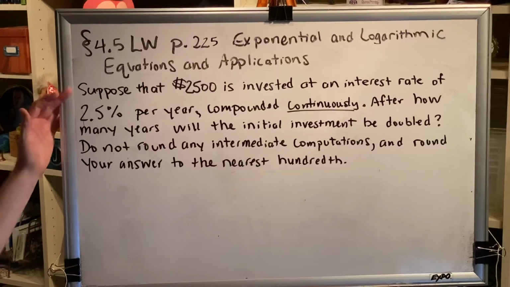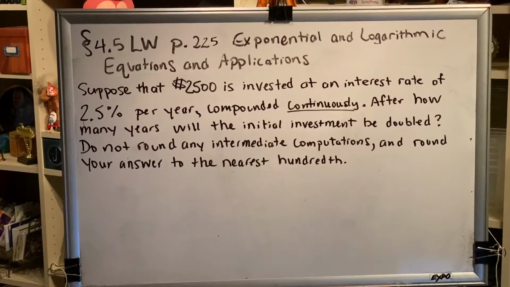Suppose that $2,500 is invested at an interest rate of 2.5% per year compounded continuously. After how many years will the initial investment be doubled? Do not round any intermediate computations and round your answer to the nearest hundredth.